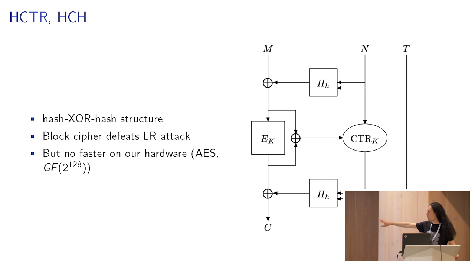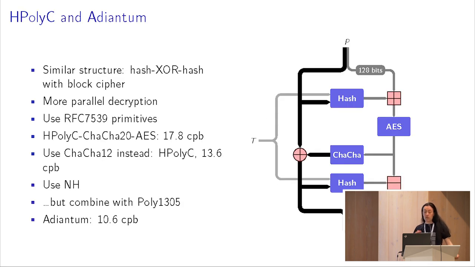There's a single block cipher call on the thin block on the left to defeat the Luby-Rackoff attack on the three-round Feistel structure. But because, like the other things I looked at, this is based on AES and GF(2^128), it doesn't perform acceptably. It achieves better security properties, but it doesn't perform better on our hardware. So the work we did was simply to take these ideas in HCTR and HCH and combine them with the ideas from RFC 7539 and the high-performance primitives we have.